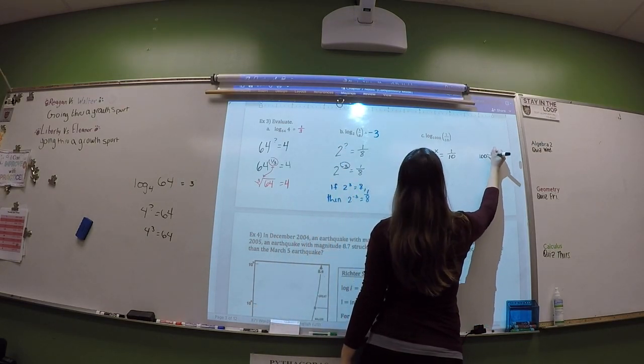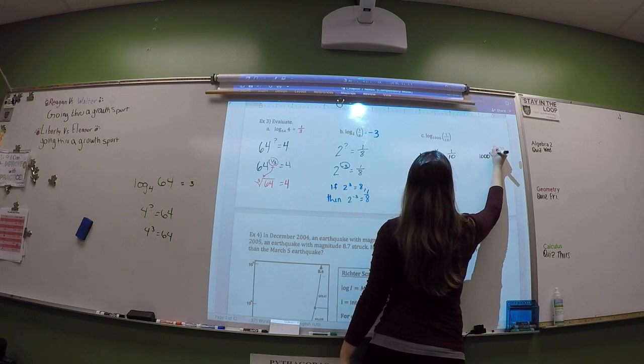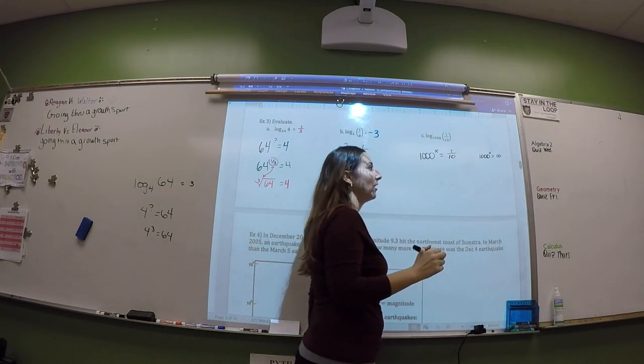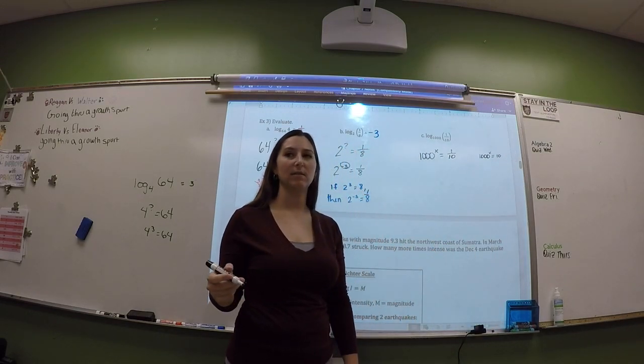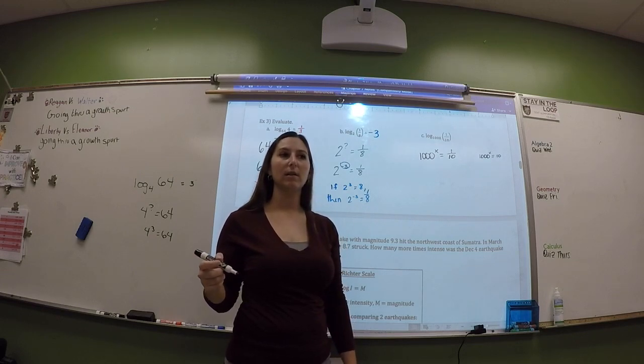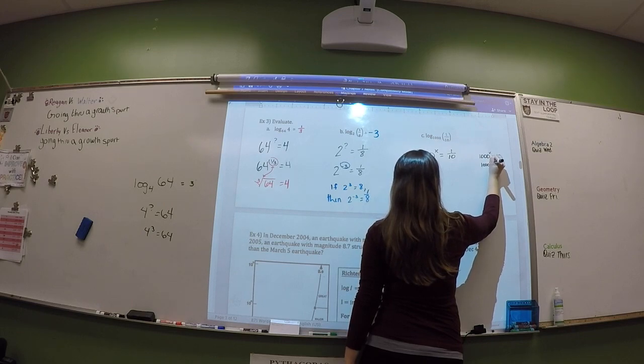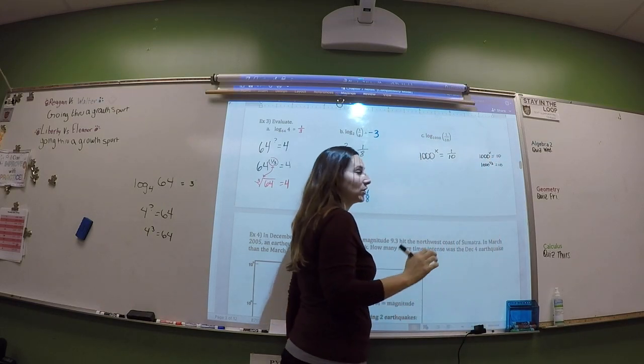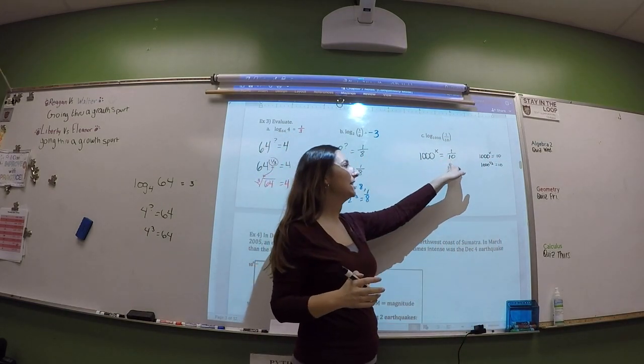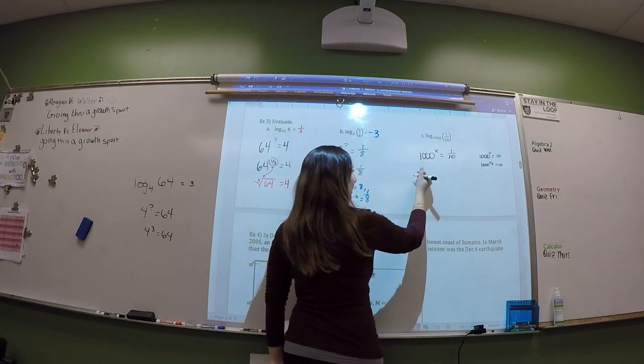Oh wait, yeah, the answer is negative 3. So 1,000 to what power is 10? Negative 3. No, not 3. Negative 1/3. Just 1/3. So if we're looking at 1/10, it's negative 1/3.